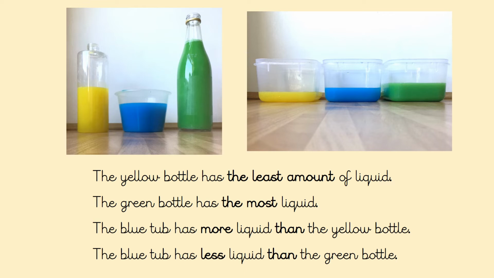So again, I can say lots of different statements, lots of facts based on these pictures. I can say that the yellow bottle this time has the least amount of liquid, or the smallest volume. The green bottle has the most liquid because the green water fills the most of the identical tubs, lunch boxes. So I can say that has the greatest volume. The blue tub has more liquid than the yellow bottle. And I could also say that the blue tub has less liquid than the green bottle.